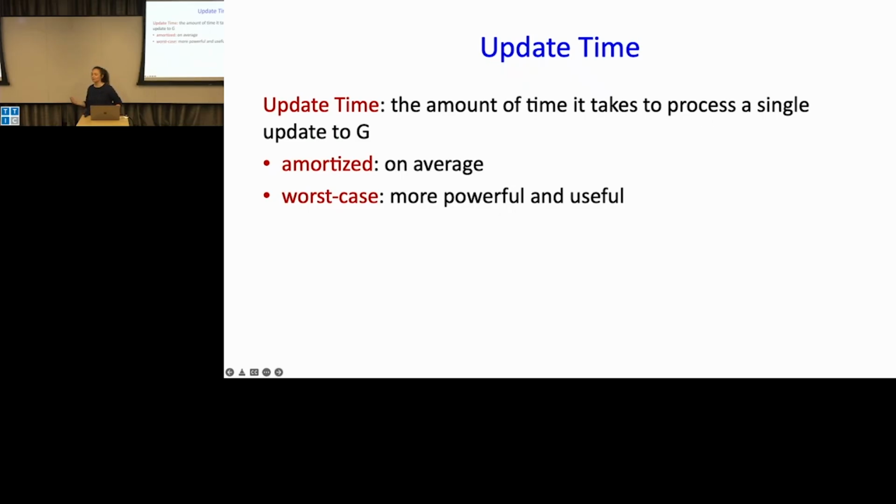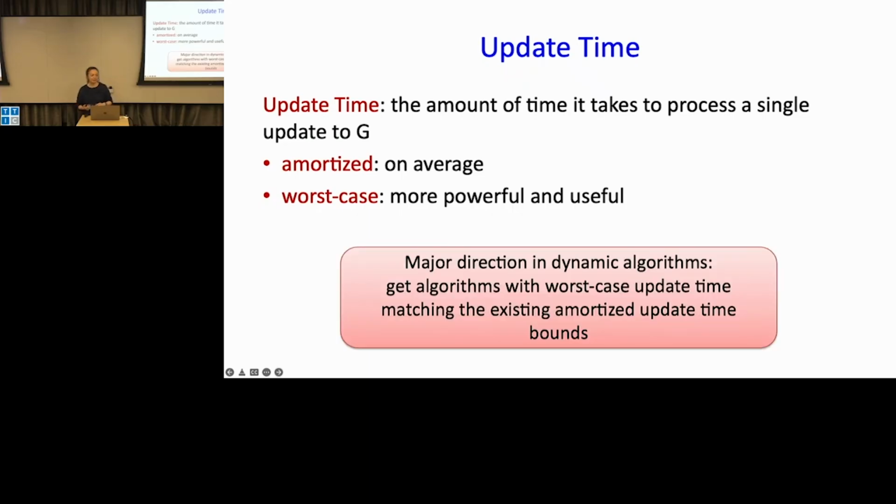In fact, as somebody who uses a lot of these dynamic algorithms as subroutines in whatever I do, I can tell you that if a dynamic algorithm comes with the worst case update time guarantee, it's so much more powerful and so much more convenient to use. And so it's not surprising that there is a major direction in dynamic algorithms recently to design algorithms that work well in the worst case and are not amortized.